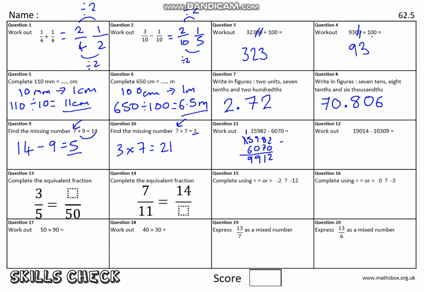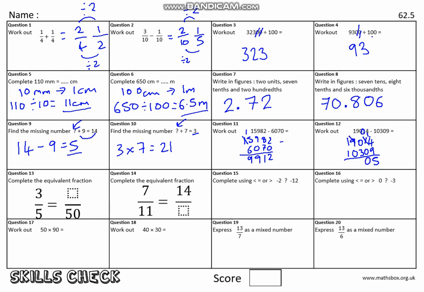Okay, so another subtraction here, so I'll write them out again, so 19,014, take away 10,309. Okay, so 9 from 4, well I can't do that, so I'm going to have to borrow one from the tens column. So now it's 9 from 14, which equals 5. 0 from 0 is 0.